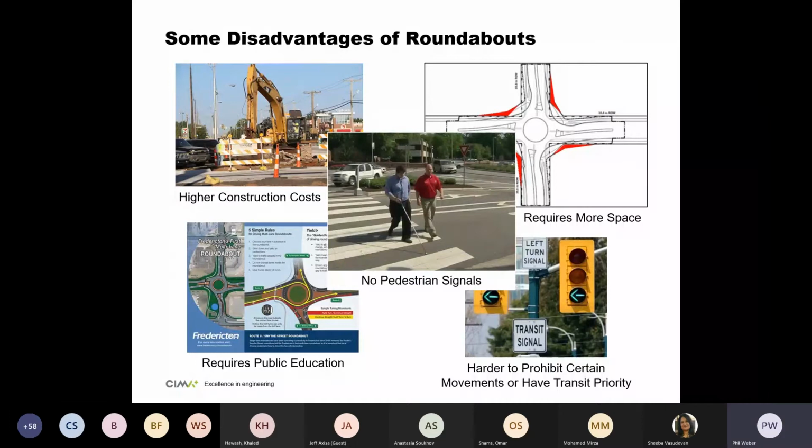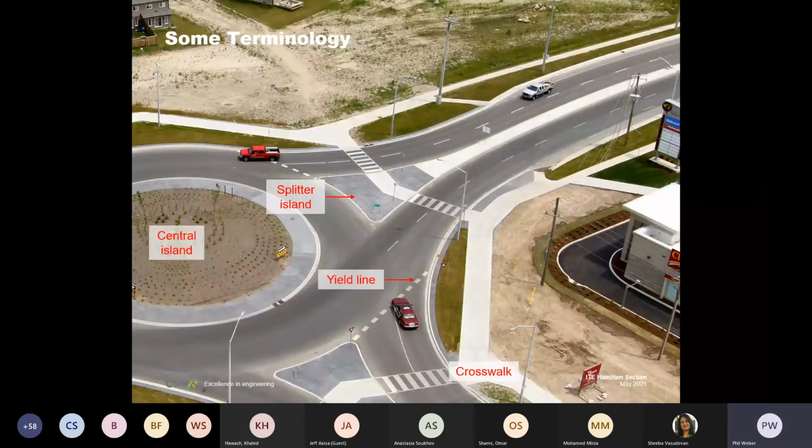Just some terminology, to bring everyone up to speed and put everyone on the same page. Roundabouts have a central island, they have splitter islands, they have a yield line. And now at the bottom, hopefully everyone can see that, roundabouts have crosswalks. A few more terms. There's a crosswalk setback, and that's usually 6 to 12 meters typically.